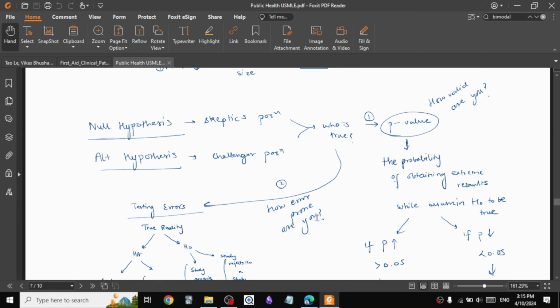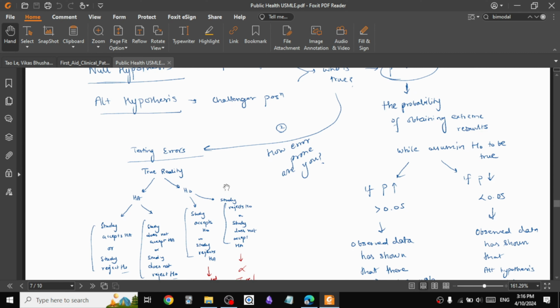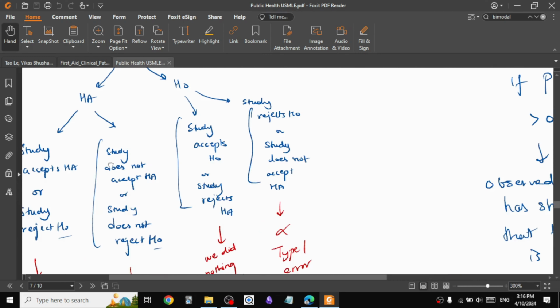Now we ask the question, how error prone are you? Because these are two different things. And if I start seeing who actually contains the error, it will tell me which one is actually true, and which one I should accept. Okay, so how do we actually demarcate this?